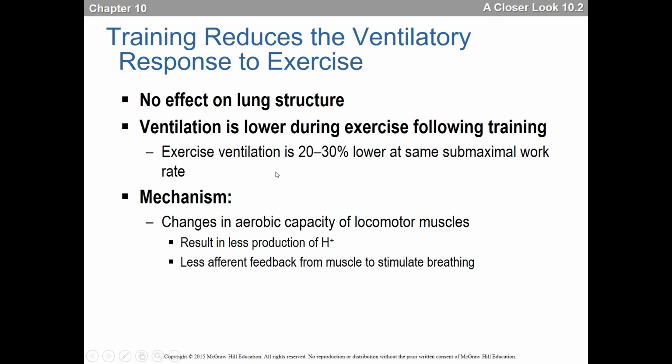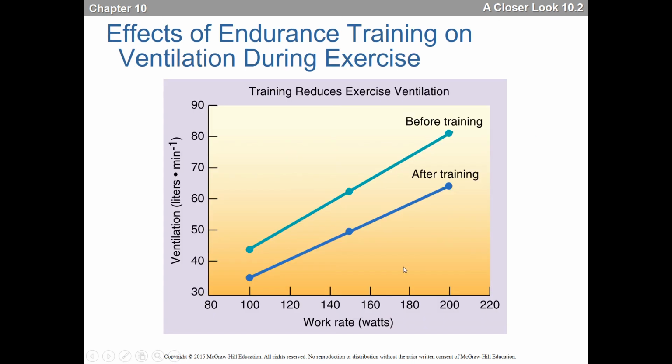Now, ventilation is lower during exercise following training, 20-30% or so if you get fairly highly trained. And the mechanism seems to be the aerobic capacity of the muscles. So producing less hydrogen ions, less anaerobic work overall, and less of an afferent signal back to increase respiration. So this is more or less what's going on here.